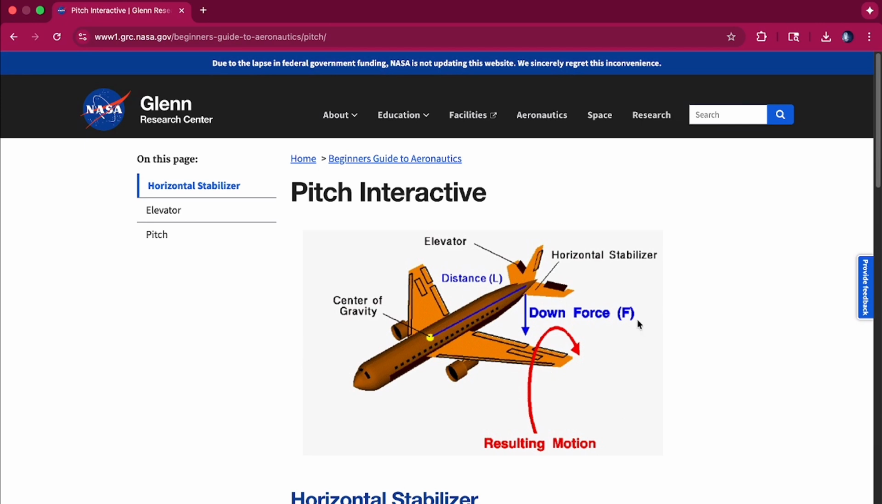Yeah, so let's take a look at pitch interactive. Essentially in the pitch, the center of gravity is pinpointed towards the airplane itself. L is the distance between the center of gravity and the end of the plane. The elevator is essentially known with the pitch, and the horizontal stabilizer is on the back of the plane.